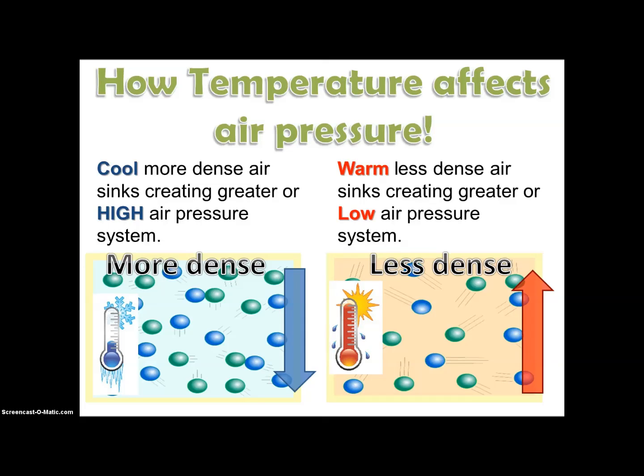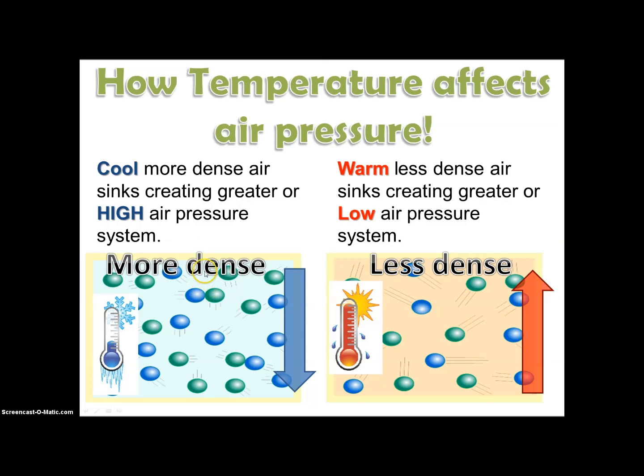Cool air is always going to be more dense than warm air. And the reason is because, this is a review from our first matrix, when air is cooled, the molecules get closer together, they move slower, they become more dense. Well, things that are more dense have a tendency to sink. And so cool air actually sinks. More dense air actually sinks.